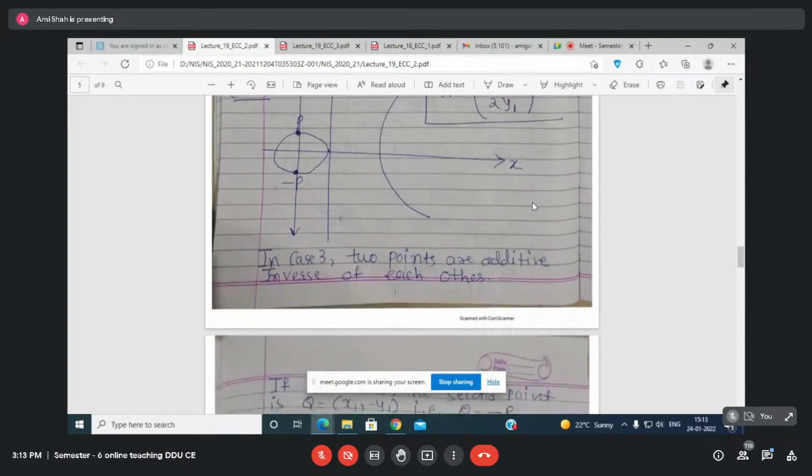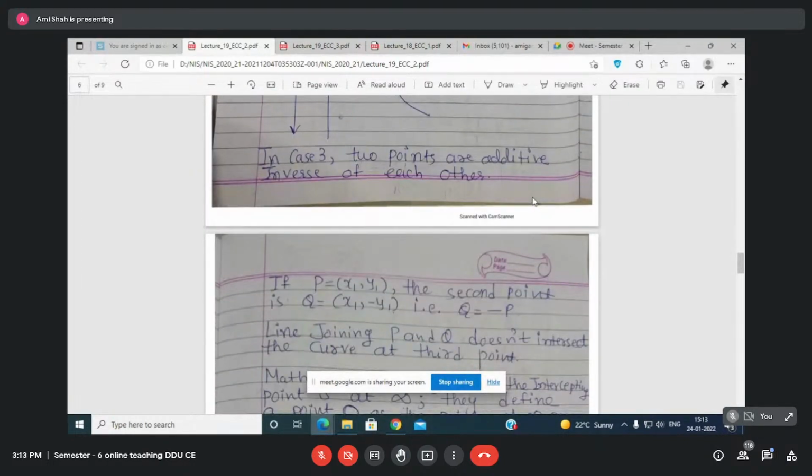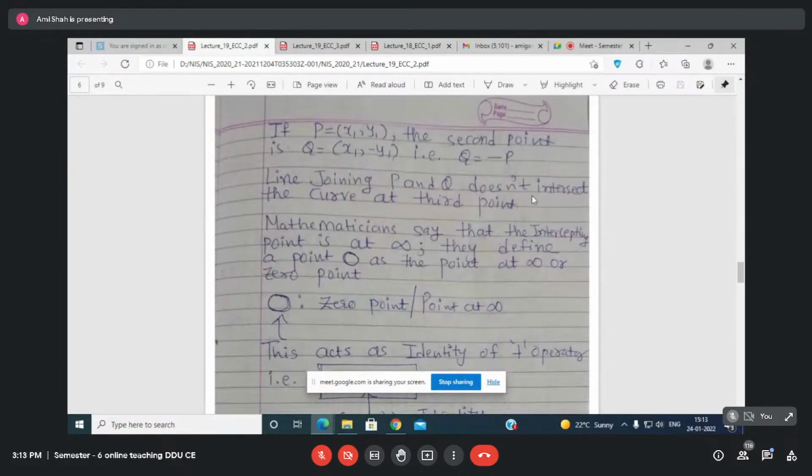And case number 3 is where the two points are additive inverses of each other. The line joining P and Q doesn't intersect, and that's why mathematicians say the intersecting point is at infinity. All of you clear up to this?